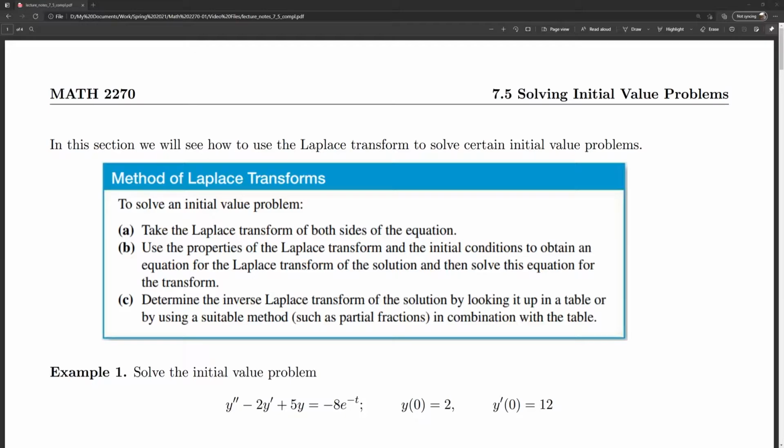Then we determine the inverse Laplace transform of the solution by looking it up in a table or by using a suitable method such as partial fractions in combination with the table.